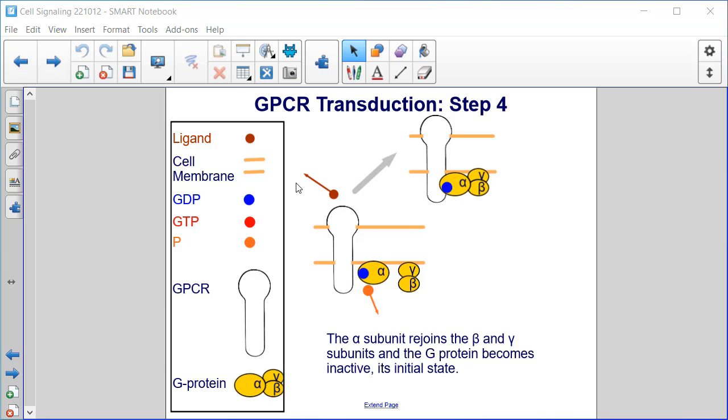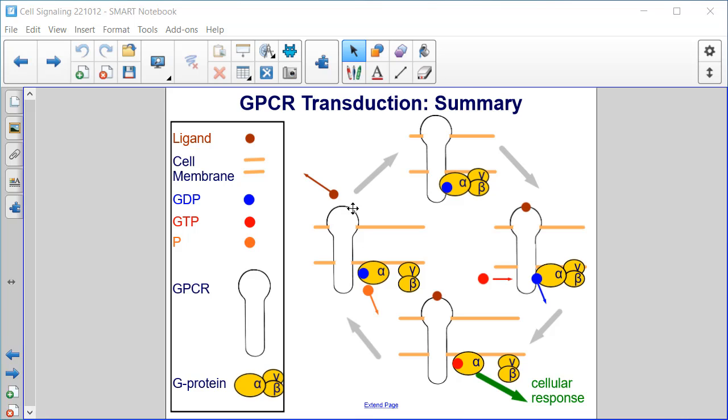Step 4, once the ligand is released and we get the GDP binding to the alpha subunit with the release of the phosphate, the alpha subunit rejoins the beta and gamma subunits, and the G protein becomes inactive in its initial state.